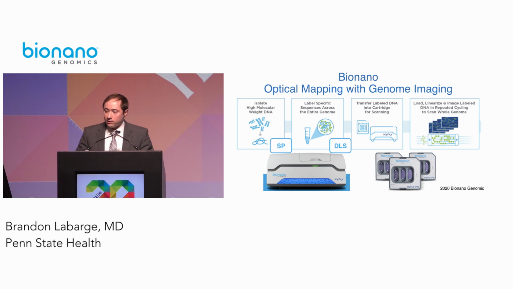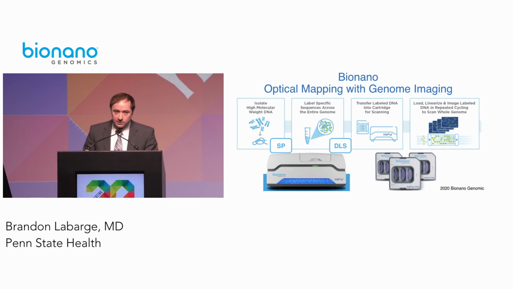So, an overview of bio-nano optical mapping with genome imaging. The process starts with isolation of high molecular weight DNA, so this is at least 150,000 base pairs in length. And this is done using an SP, or solution phase, kit, using a nanobind disk to bind the DNA. It takes approximately 4 hours. The DNA is then labeled with a specific sequence across the entire genome, so this is a direct label staining, DLS.